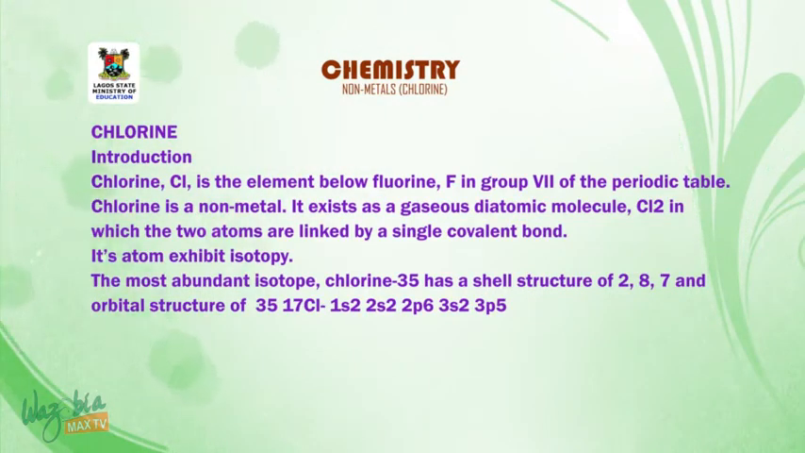Its atom exhibits isotopy. The most abundant isotope, chlorine-35, has a shell structure of 2, 8, 7 and orbital structure of 1s2, 2s2, 2p6, 3s2, and 3p5. After this short break, we are going to look at occurrence of chlorine.